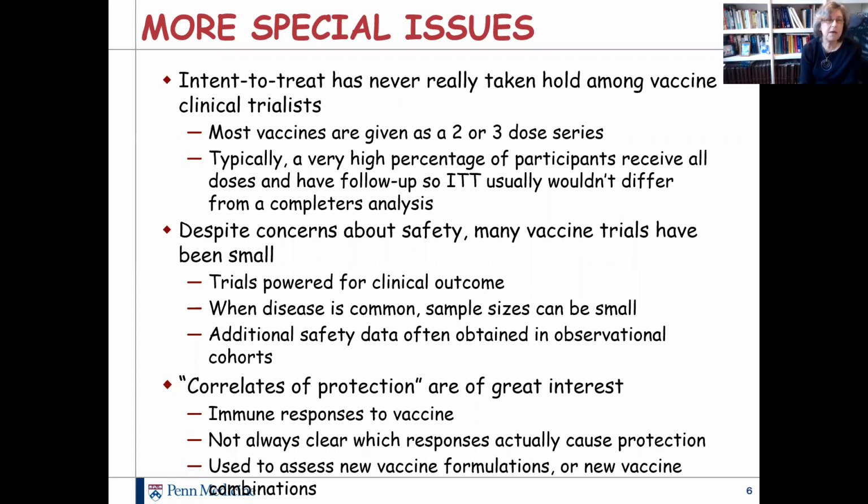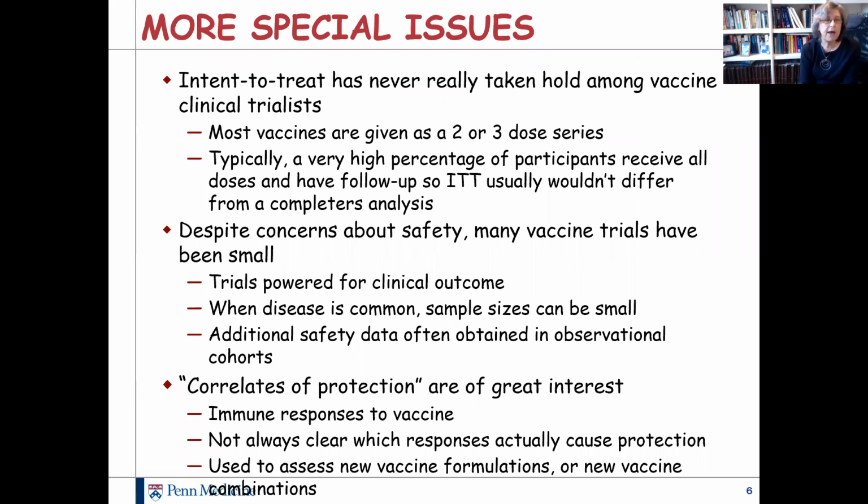Despite the concerns about safety, many vaccine trials have been quite small. If you have a common disease, and with expected efficacy to be high, you don't need a large population to demonstrate that the vaccine's effective. And as I said, the additional safety data is often obtained in observational cohorts.